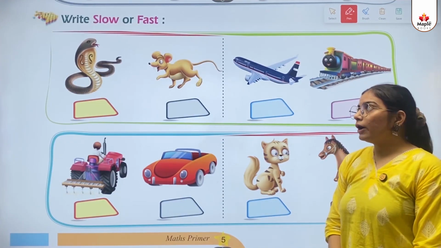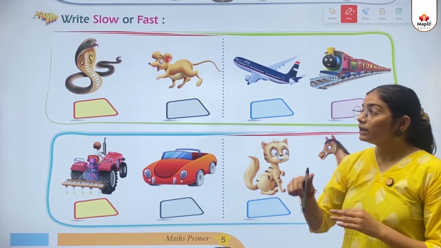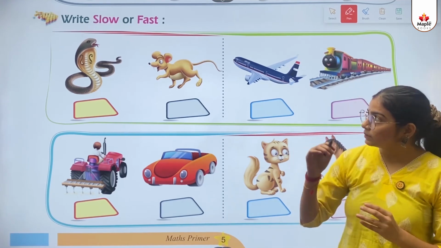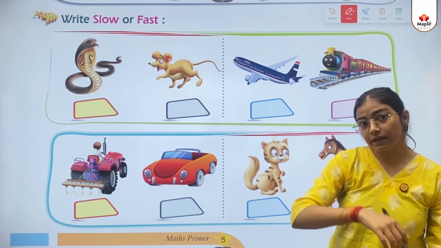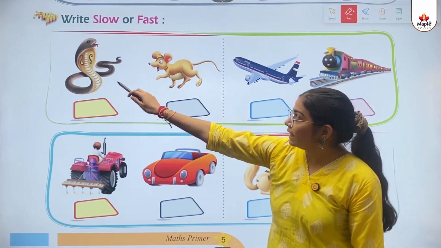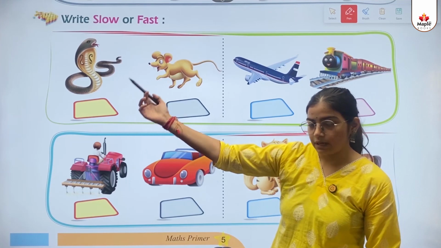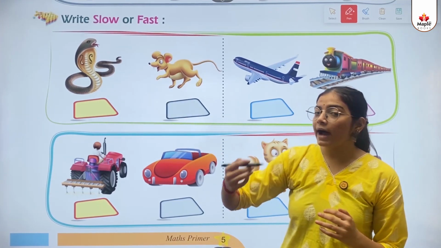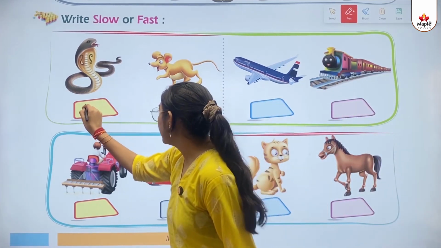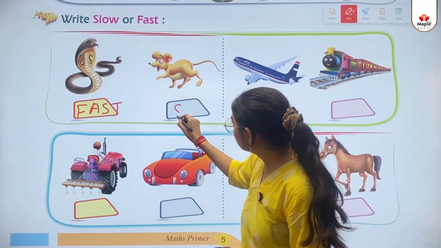Write slow or fast. So in this exercise, kids, we need to compare the animals or the vehicles given and write respectively which one is faster or which one is slower. As you can see, there is a snake and a rat. Which one is the faster one? Snake is the faster one, as a snake moves at a fast speed compared to the rat. So, we'll write here fast. And here we write slow.